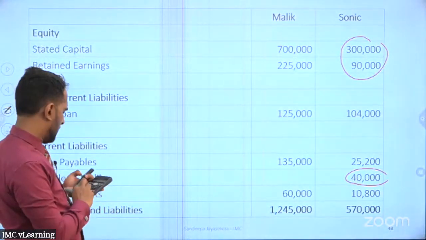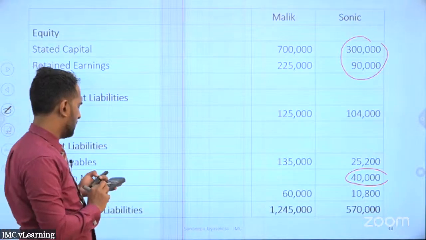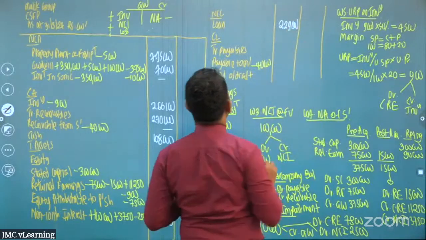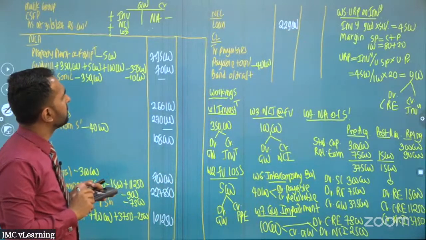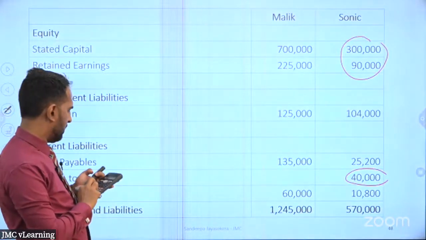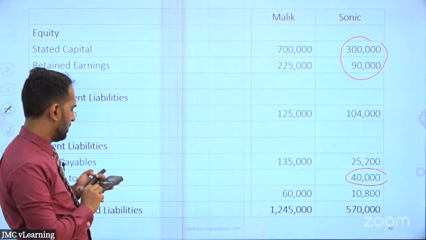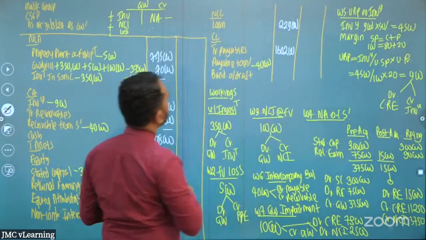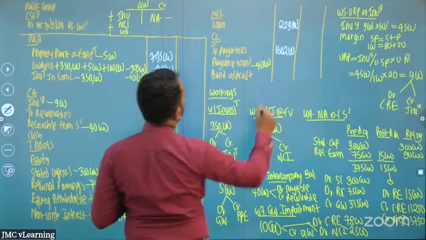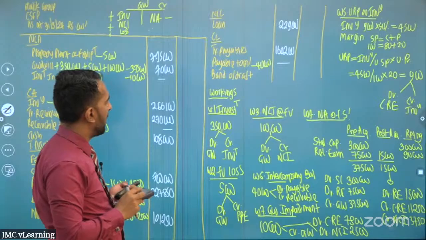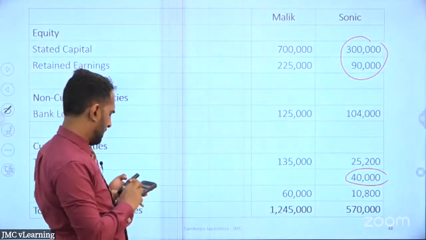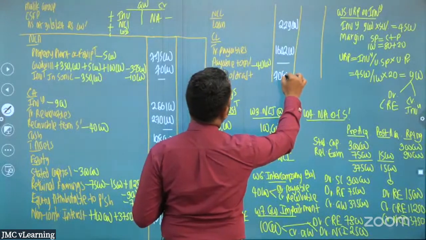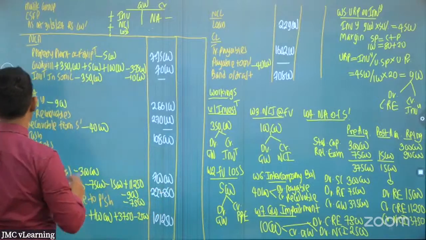Loan balance: 125,000 plus 104,000, which is 229,000. Trade payables: 135,000 plus 25,200, which is 160,200. Payable to Malik will be 0. Bank OD: 60,000 plus 10,800, which is 70,800.